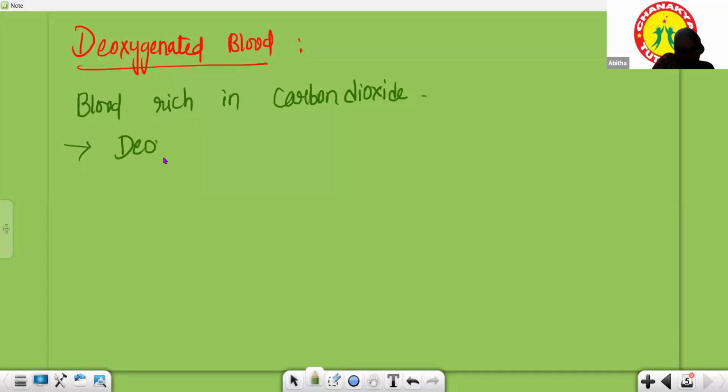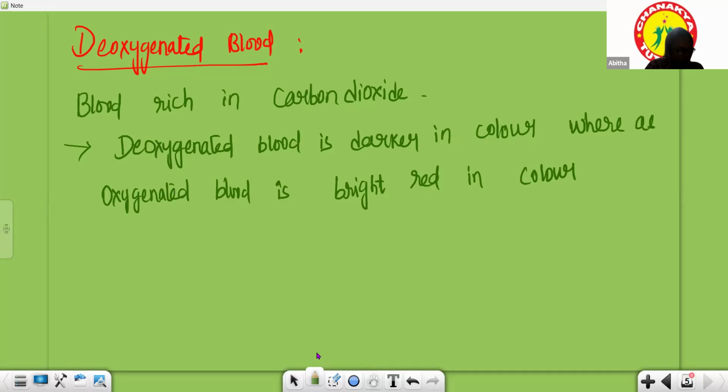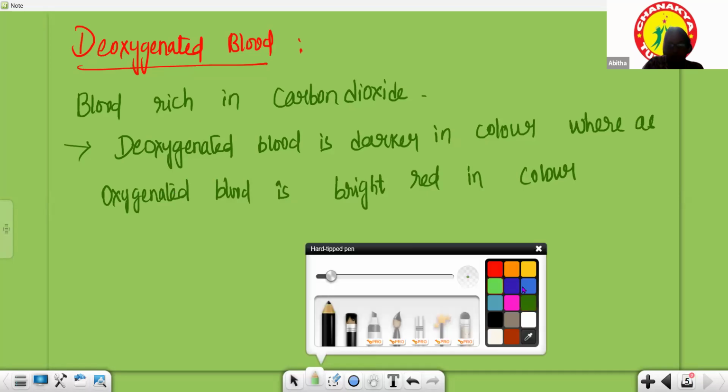So deoxygenated blood is darker in color, whereas oxygenated blood is bright red in color.